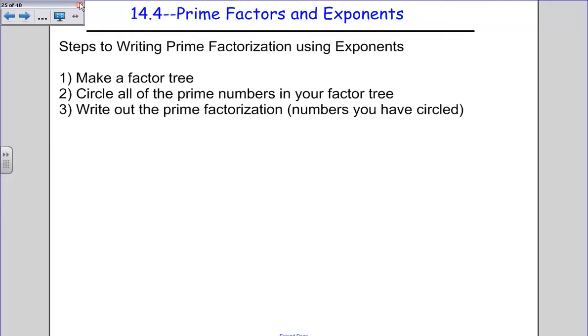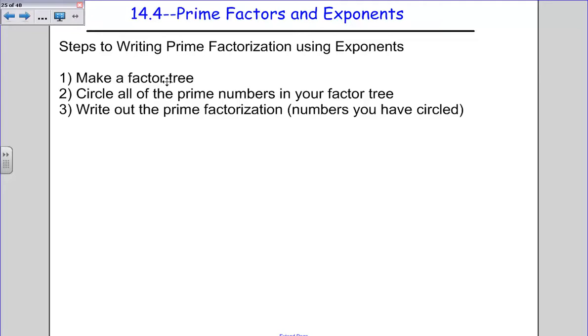Hey gang, today we're going to look at prime factors and exponents, which is lesson 14.4 in our textbook. So essentially what we're going to do today is write out our prime factorization, and when possible we're going to use exponents. So today, not really anything new.